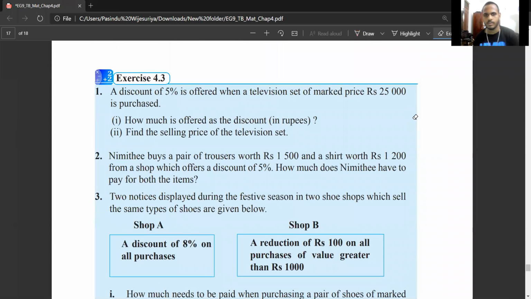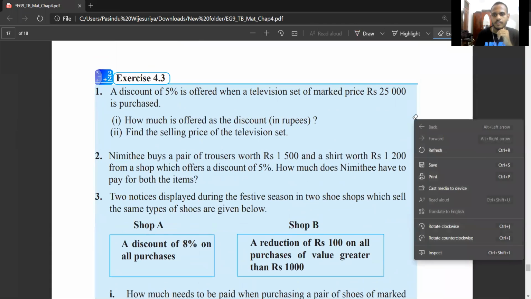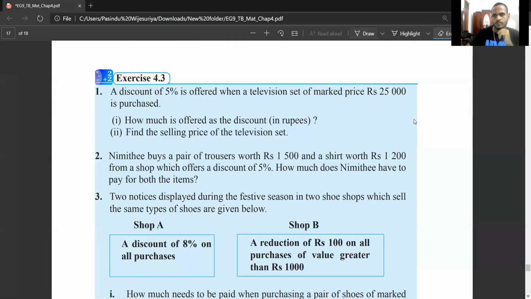A 5% discount is offered when a television set of marked price 25,000 is sold. How much is offered as a discount? එතකොට රුපියල් වලින් කියන්නේ. එතකොට හොයන්න ඕනේ 25,000 into 5/100. මේක ඔයාට 1250ක එකක් හම්බෙනවා.